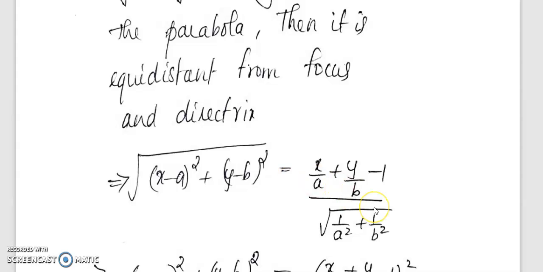to the line, from the point (x, y) to the line will be x by a plus y by b minus 1 by root of the sum of the coefficients squared, 1 by a square plus 1 by b square. So this is the shortest distance between the point (x, y) and the line.